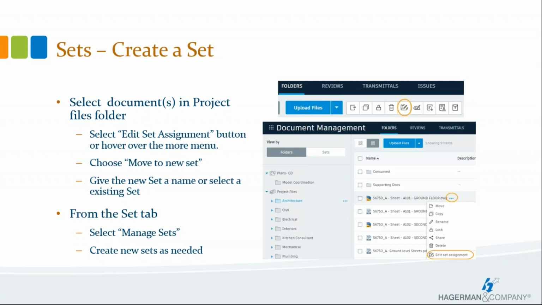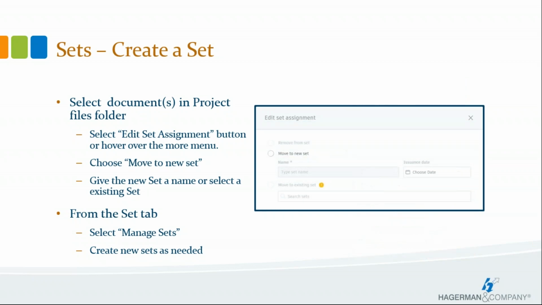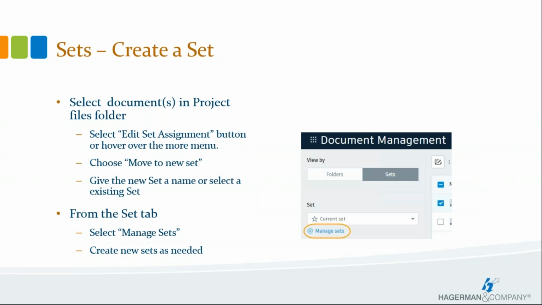To create a new set, select the document or documents in the folder view and then select the Edit Set Assignment. There's a button that you can select on the top in the toolbar, or you can select the More menu and select Edit Set Assignments there. In the Edit Set Assignment dialog box, you can choose Move to New Set. Enter a name for the new set. The file or files will be placed in the new set as it's created. There's also an option to create a new set under the Manage Sets that I'll go over here shortly.